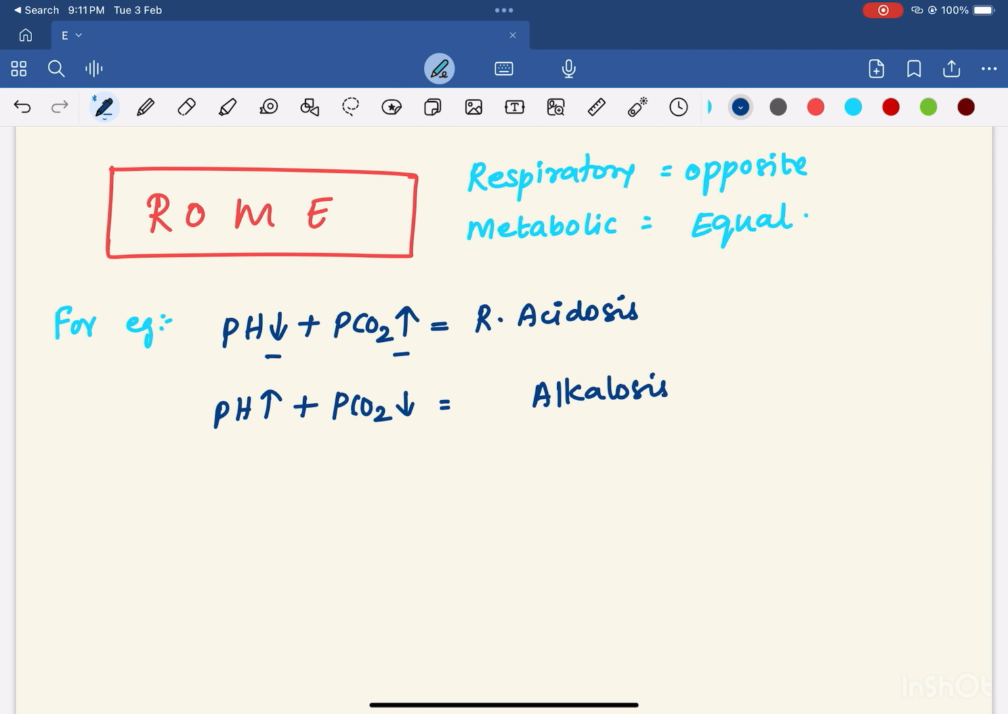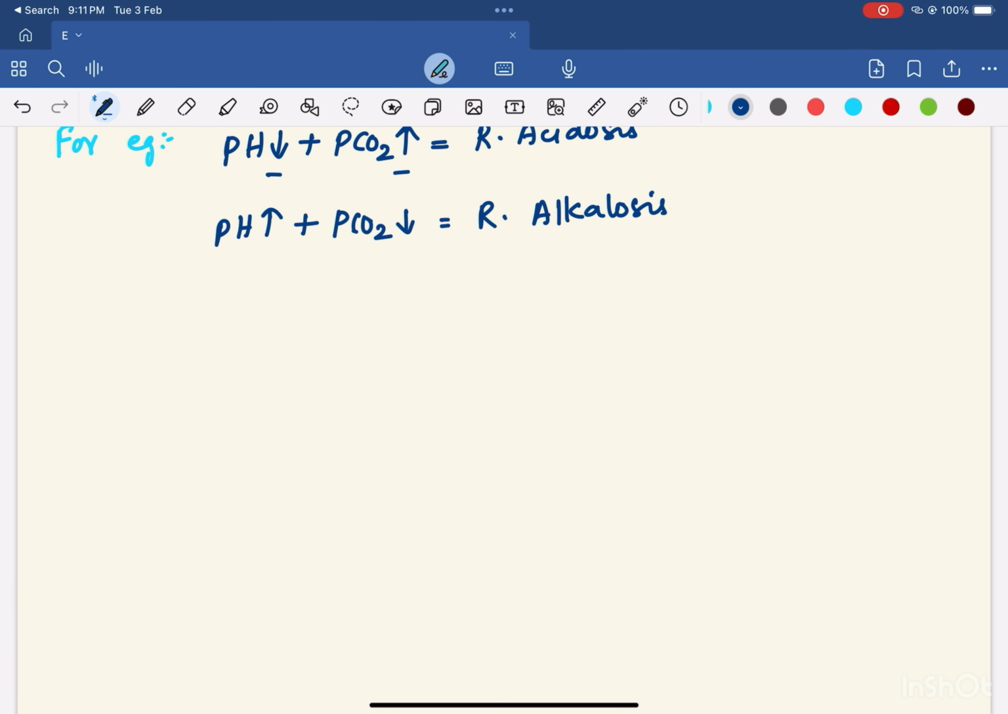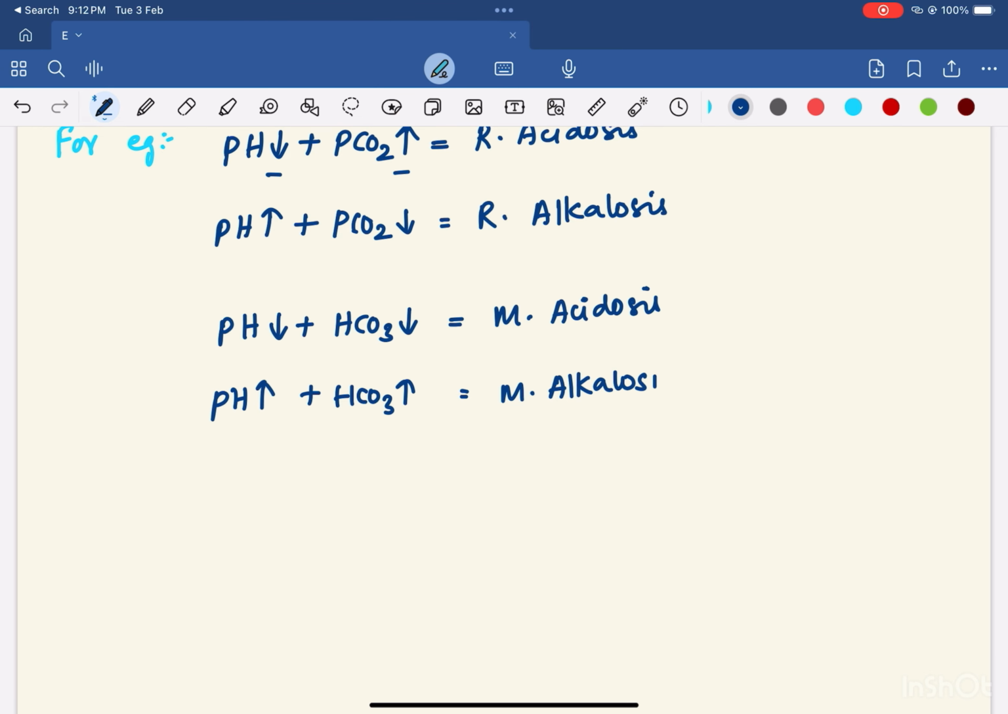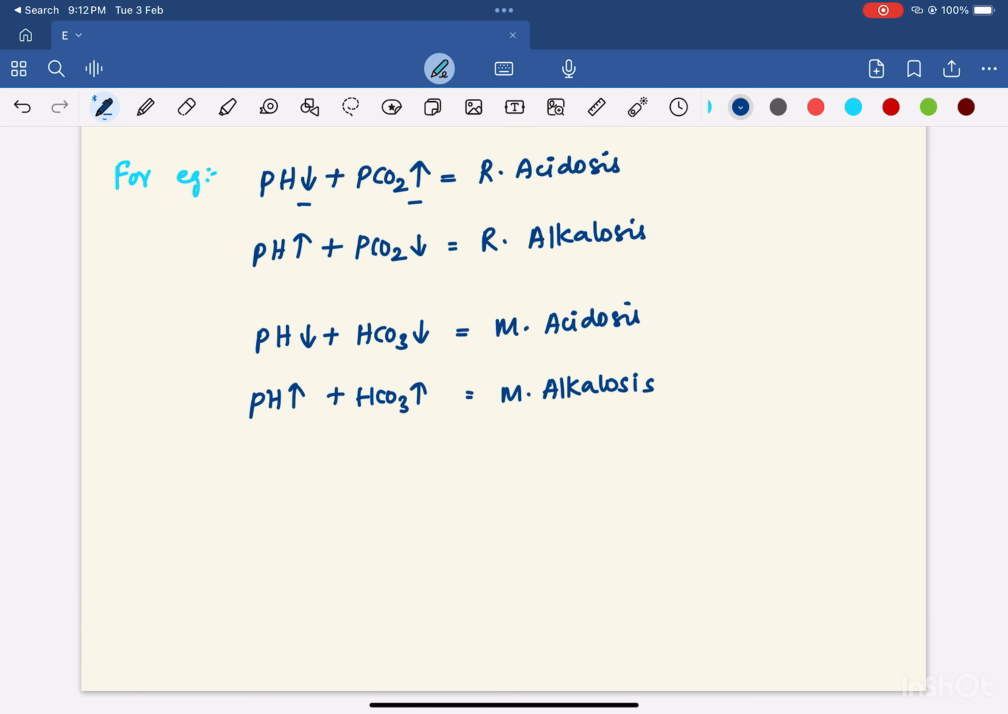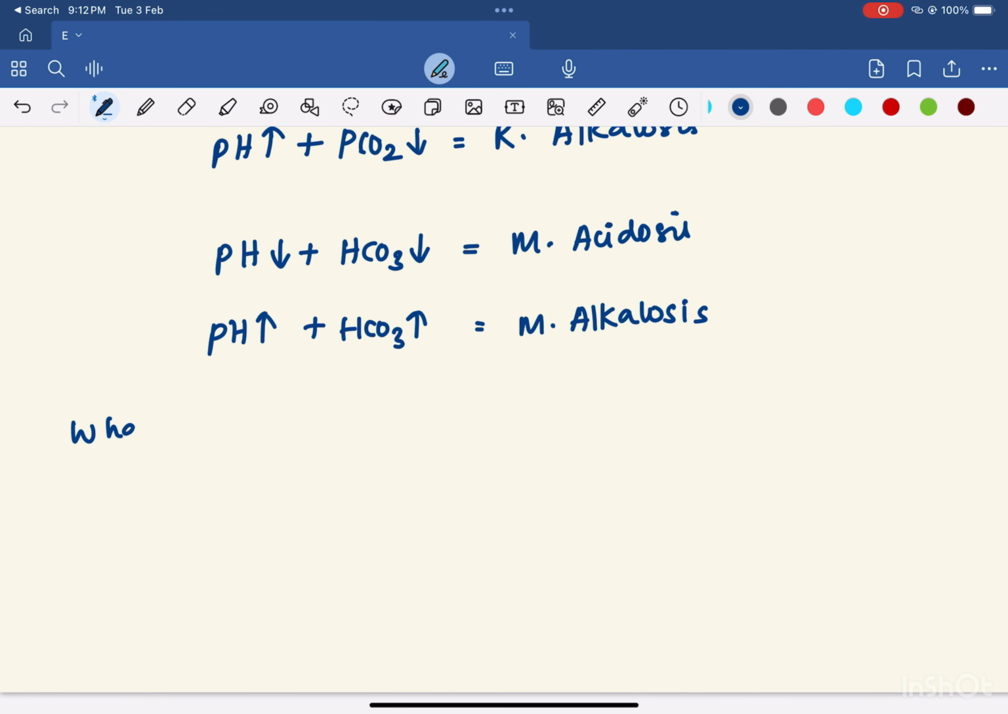If pH is low and bicarbonate is also low, so both are low, this is metabolic. Metabolic is equal. So both are low, metabolic acidosis. pH high, bicarbonate is also high, which is metabolic alkalosis. Understood, guys? So we'll see what anion gap is also.